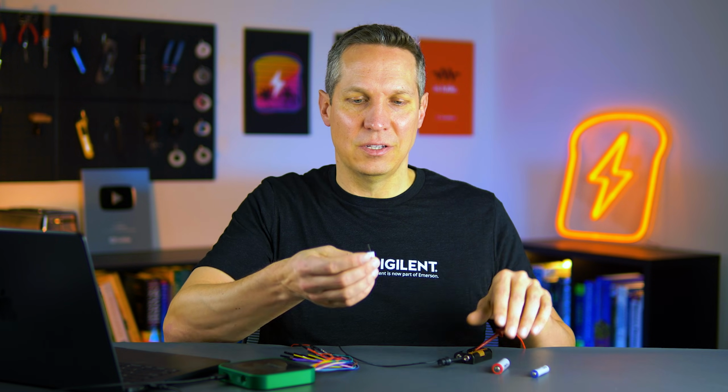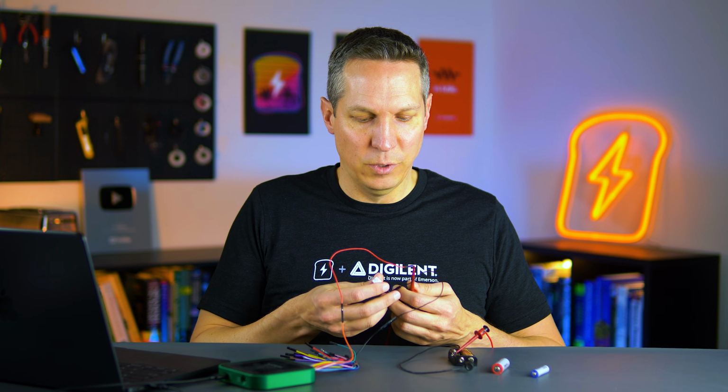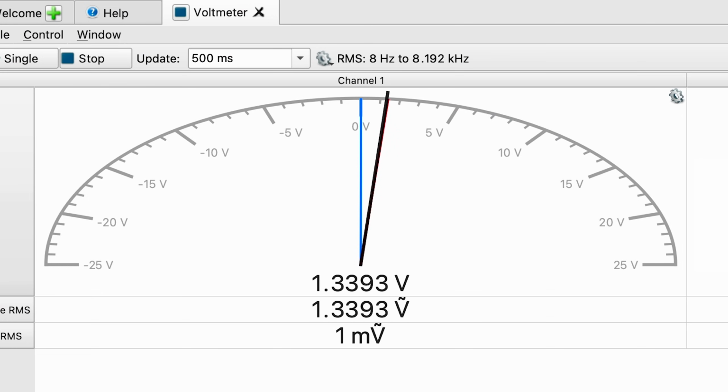So let's take this resistor and put it in parallel with the battery so it starts to discharge through the resistor. As we do that, we see an immediate drop to 1.33, 1.34. It's kind of changing, but it's roughly in that area, 1.335 volts. So it's going from 1.385 down to basically 1.335, which, if I'm doing my math in my head right, is about a 50 millivolt drop.